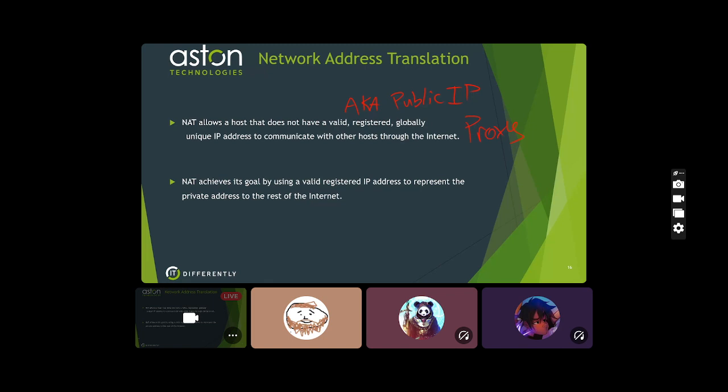Okay, so NAT achieves this goal by using a valid registered IP address to represent the private address to the rest of the internet.